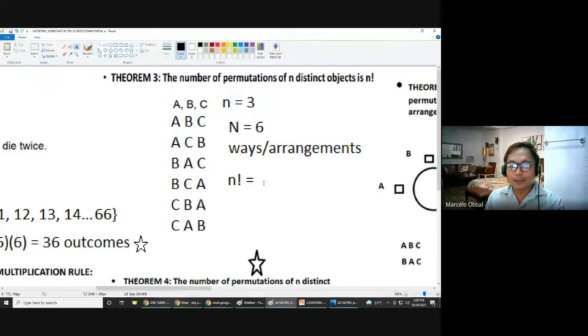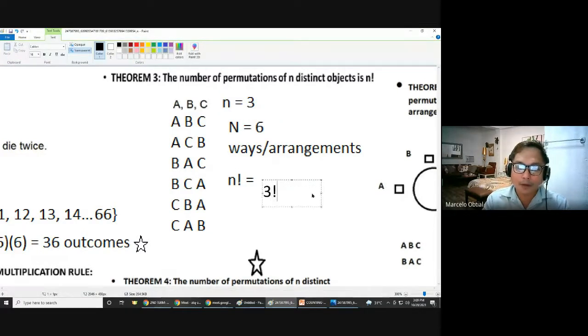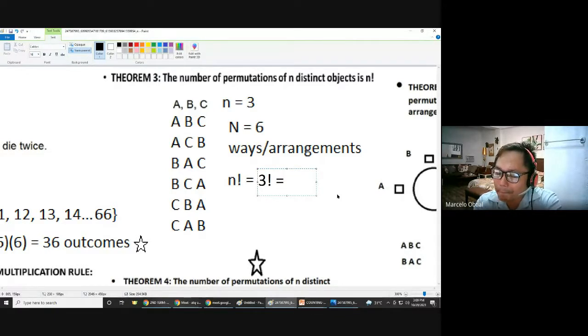Okay, so please bring out your calculator. 3 factorial is equal to? Is it the same with the manual method? 6 factorial, please. Wait lang, sir.